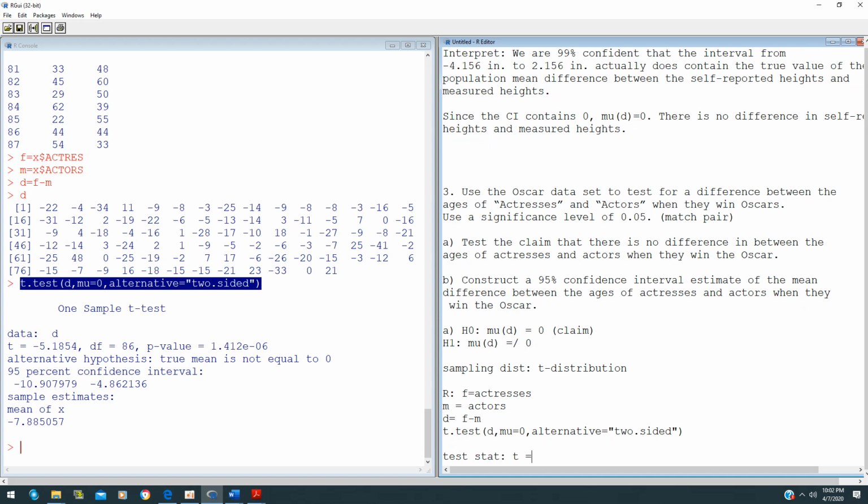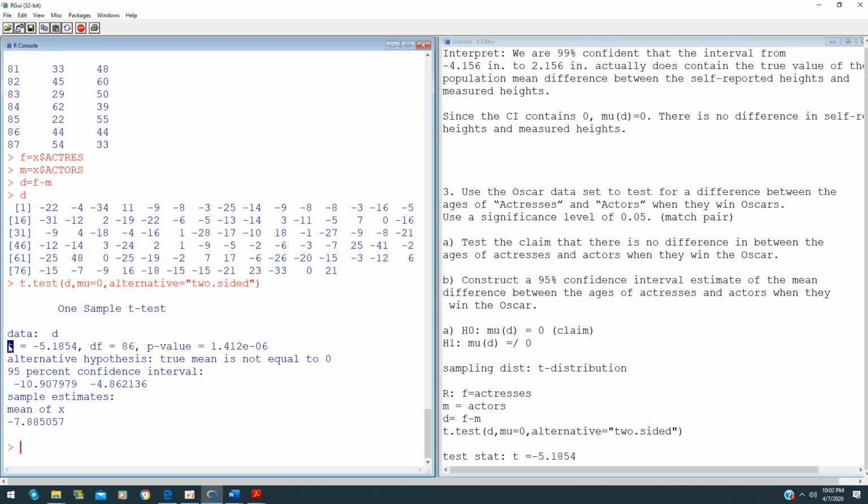Your test statistic in this case, which is t, is going to be -5.1854. A lot of students ask me, how do I know if this is a T or Z distribution? You just look at your test. If your test came out T, then it's a T distribution. If your test came out Z, then it's a Z distribution. That's how we figure it out very easily.